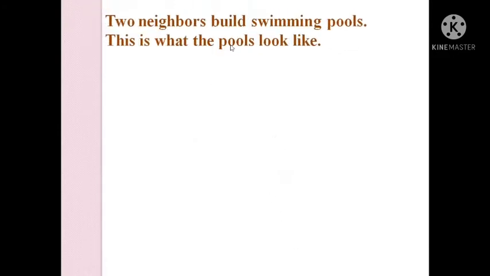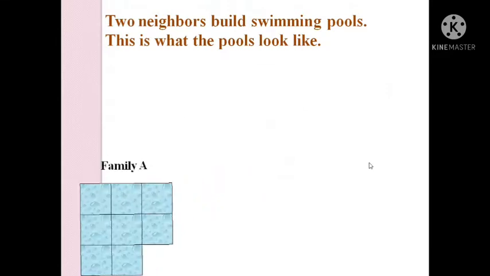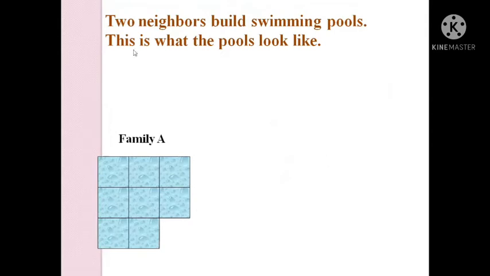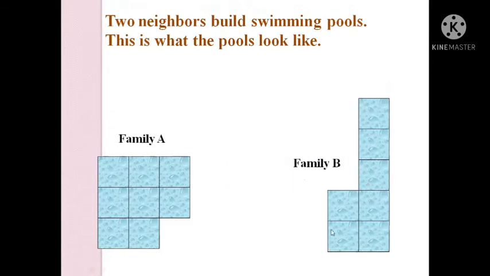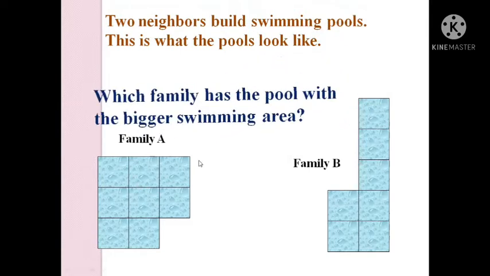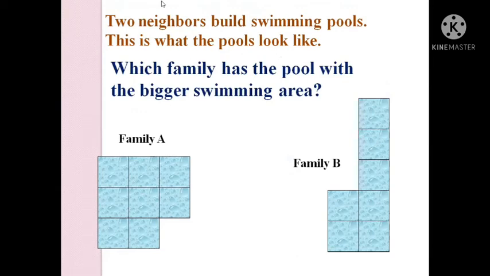Okay, children, a small question. Two neighbors have built swimming pools. This is what the pools look like. See here, family A built in this shape, family B built in this shape. They have built pools in different shapes. Now the question is, which family has the pool with the bigger swimming area? So the shapes are also different. So we have to check which pool has a bigger swimming area.